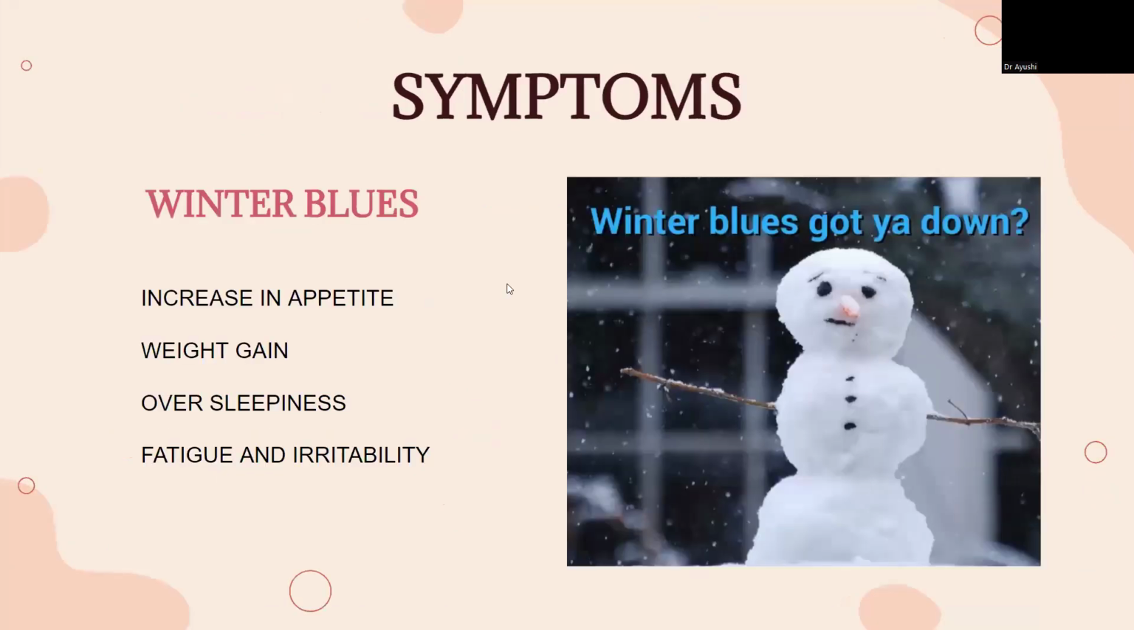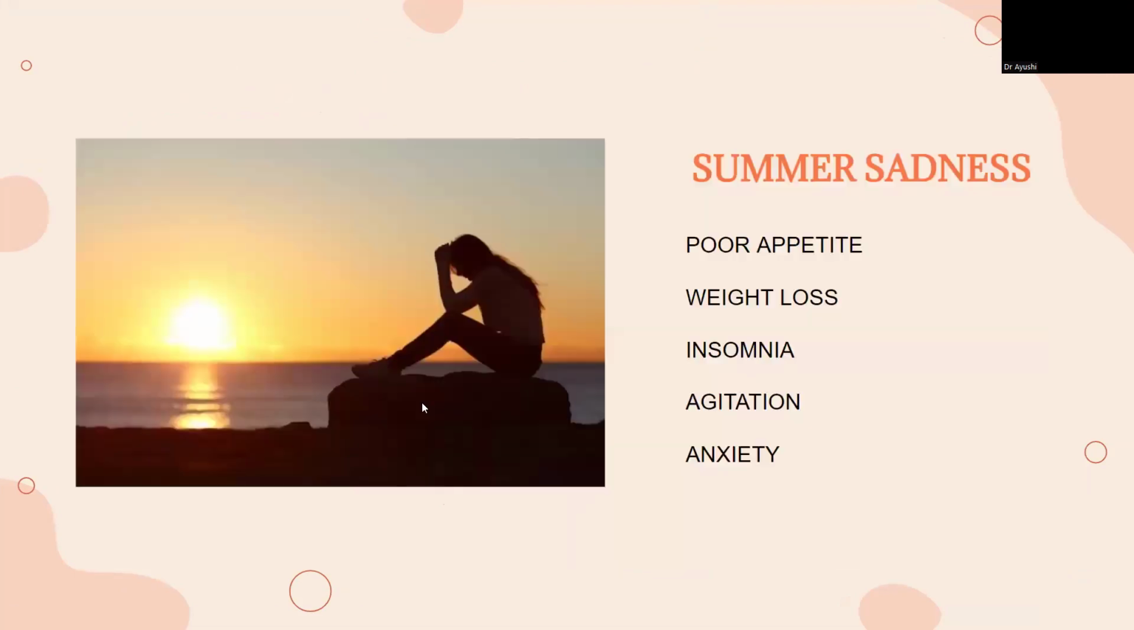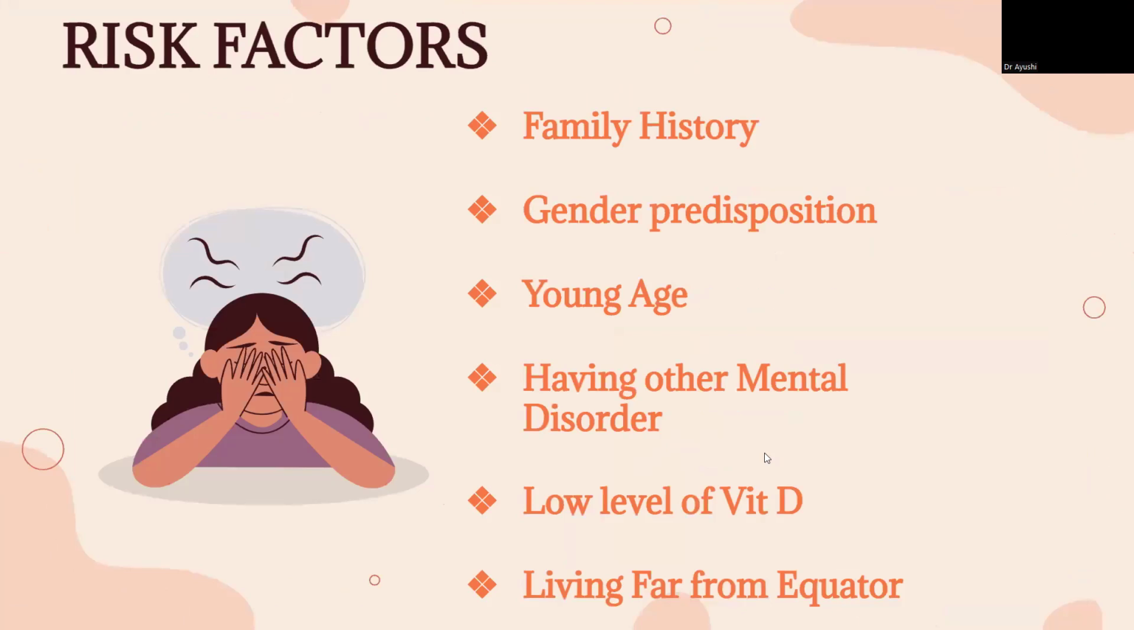Now the symptoms. SAD may occur as winter blues or winter depression, and also summer blues or summer sadness. In winter blues, the symptoms commonly are increase in appetite, weight gain, the patient feels oversleepy, and there is fatigue and irritability. On the contrary, summer sadness presents as poor appetite, weight loss, insomnia, agitation, and patients may also feel anxious.